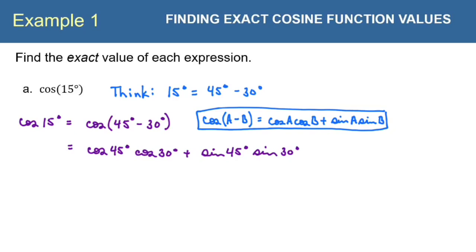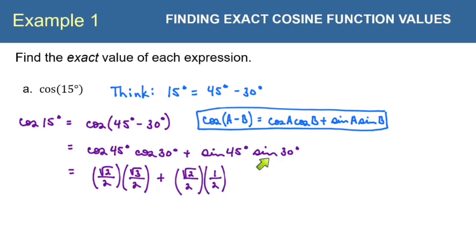And now we need to substitute in our known values. So the cosine of 45 degrees we know is the square root of 2 over 2. Cosine of 30 degrees we know is square root of 3 over 2. Then we have a plus sign. Then the sine of 45 degrees is square root of 2 over 2. And the sine of 30 degrees is 1 over 2. Okay, now we've basically got it, but we need to simplify it and put it in a nice form.